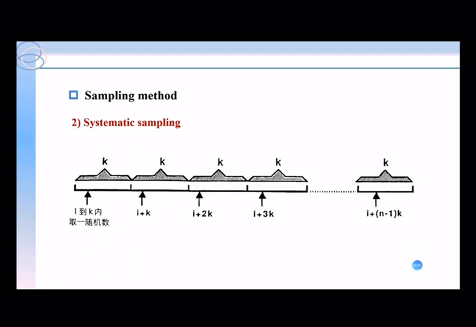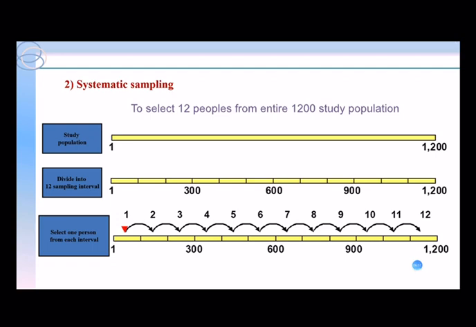So let's look at this figure. Imagine that we have this entire population, and we can divide our entire population into different sampling intervals, and then we select 1 or 2 study participants from each sampling interval. Let's look at this example. We try to select 12 people from the entire 1,200 study population. The first step is to calculate how many sampling intervals we are going to use. We divide 1,200 by 12, which means we need 12 sampling intervals, and each sampling interval should contain 100 people. From each of these 12 sampling intervals, we can select one person, so we select in total 12 people.